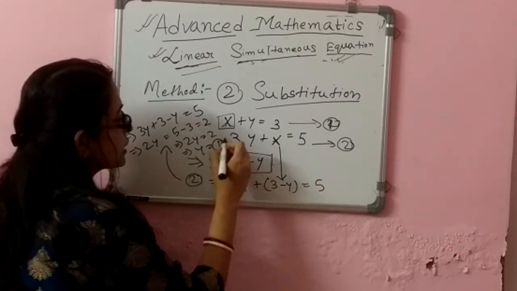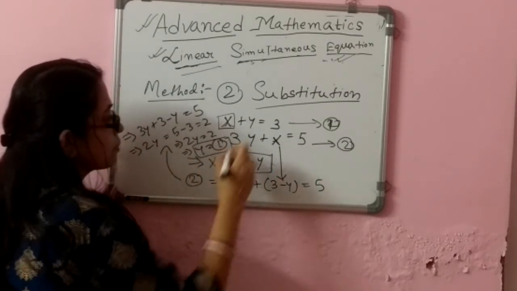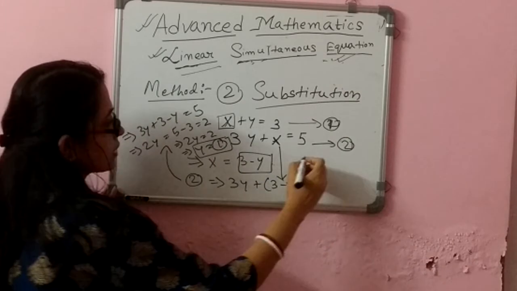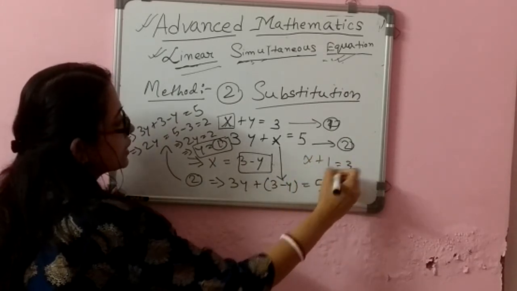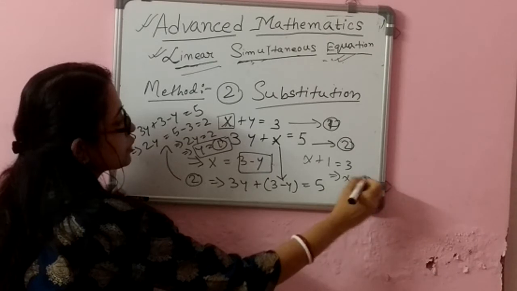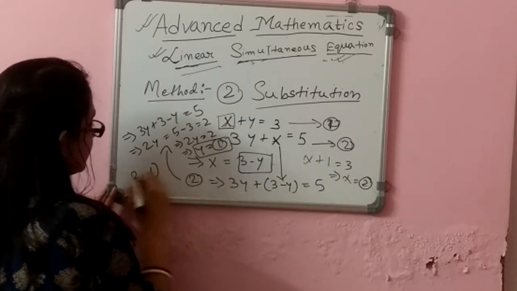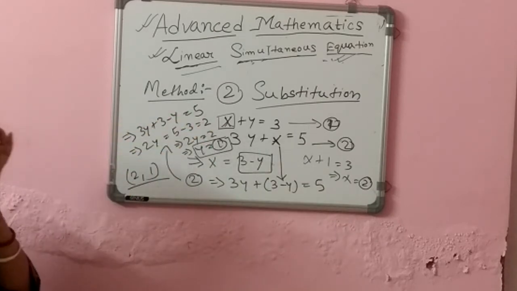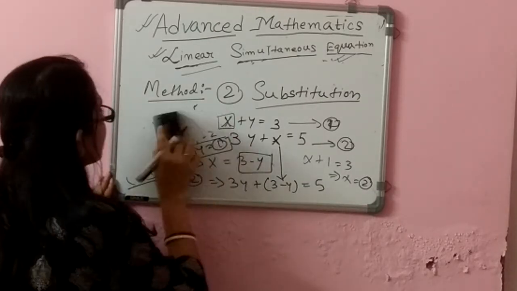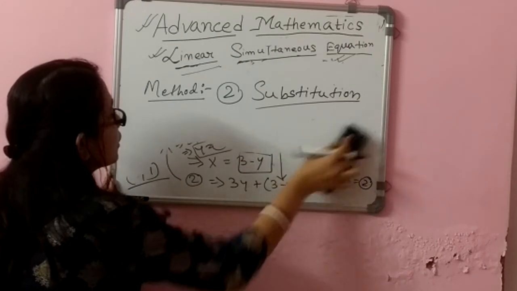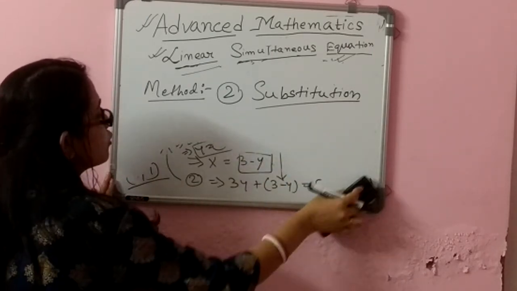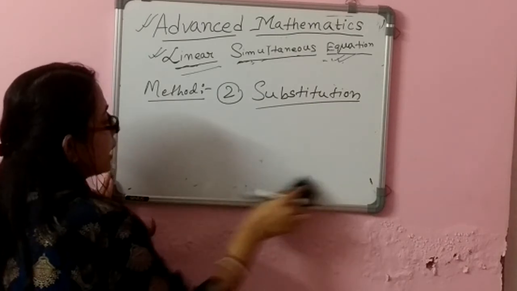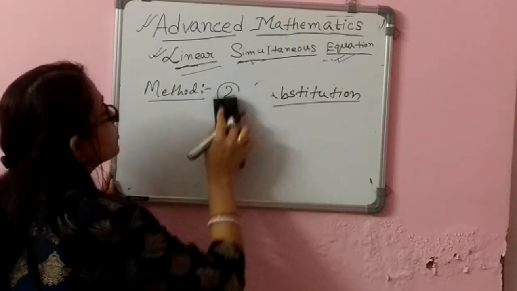Similarly, we will put the value of this variable in any one of the equations, either 1 or 2, and we will get the value of x. Suppose x plus 1 equal to 3, x will be 2. So the solution of this equation is 2 and 1. This is the solution of x and y for this example by applying the substitution method. Comparison was to compare the value of any of the variables, and substitution is to substitute the value.